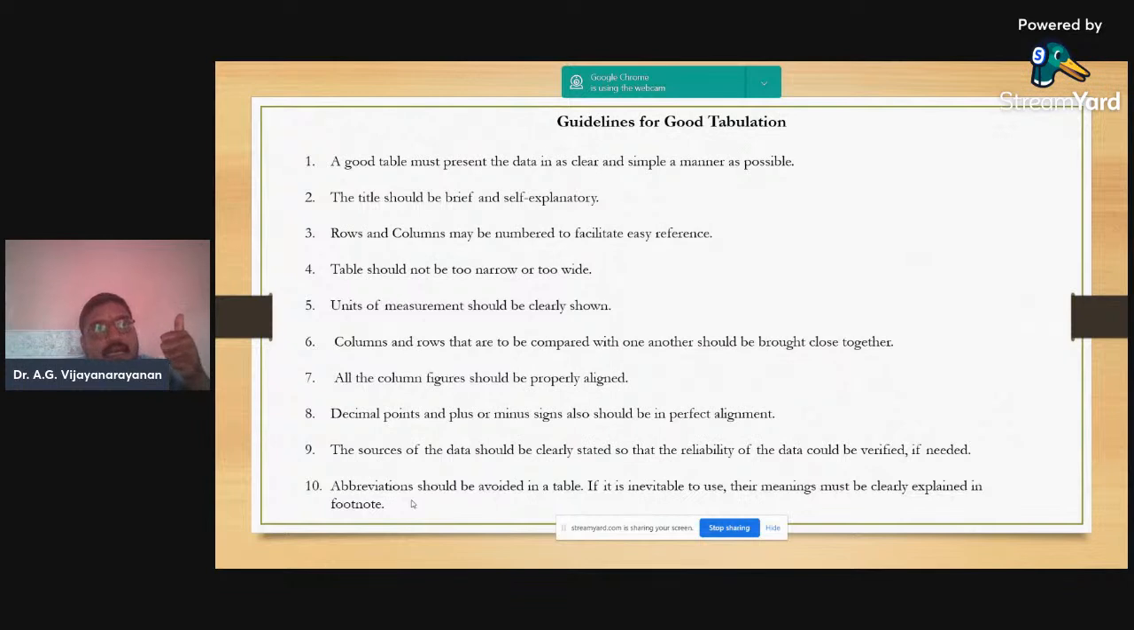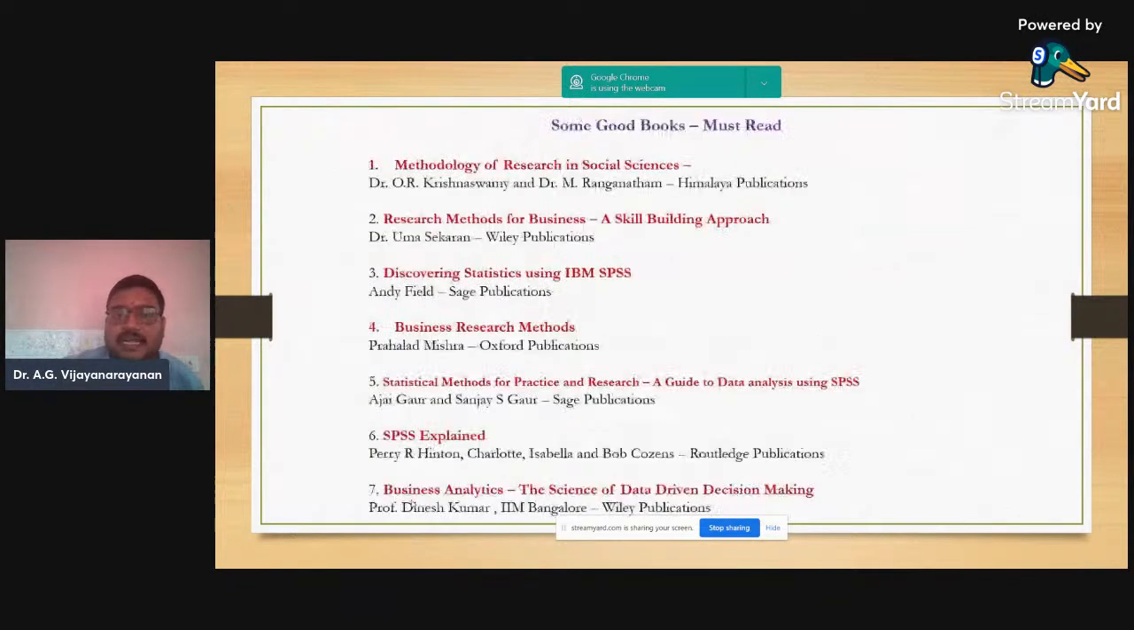So these are the major stages. What are they? Data editing, data coding, data classification, data transcription, data tabulation. Once you do all these things, now your data is ready for data analysis. This is how we prepare the data from the time of collecting it to the starting point of data analysis.